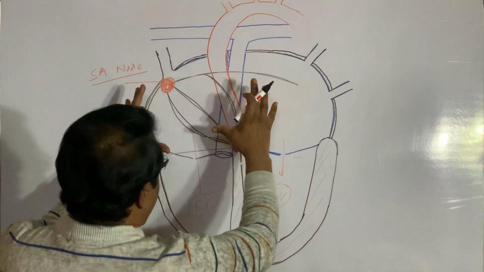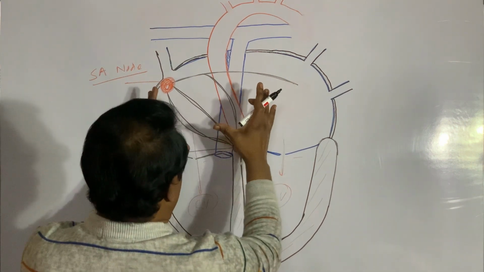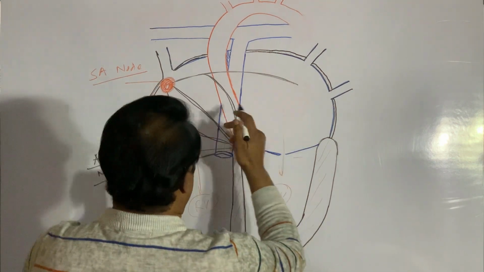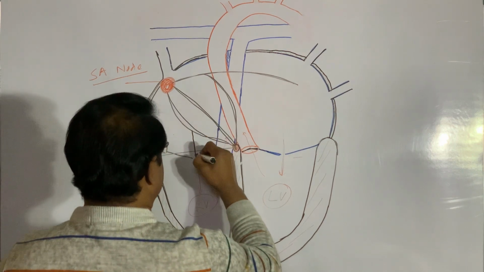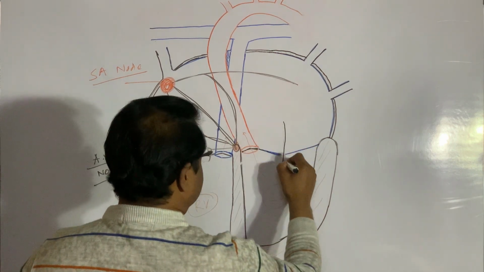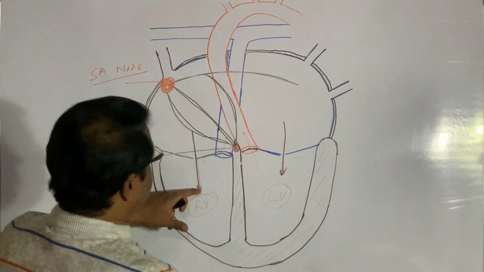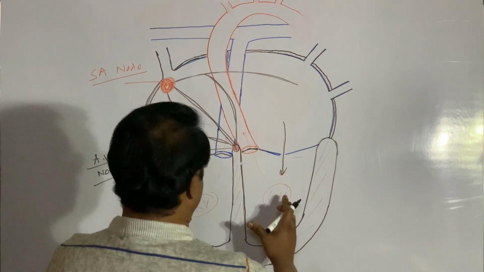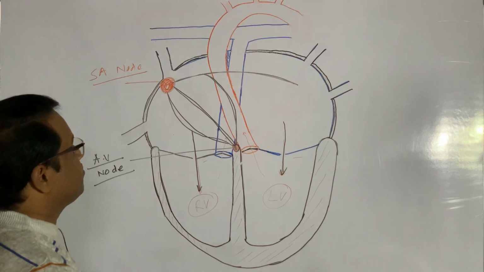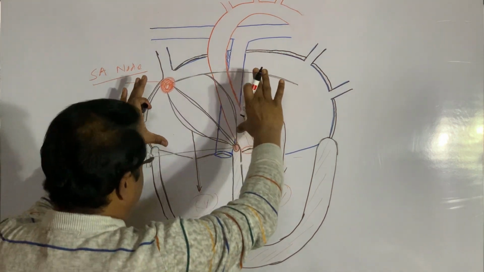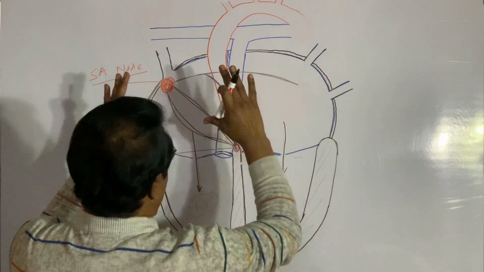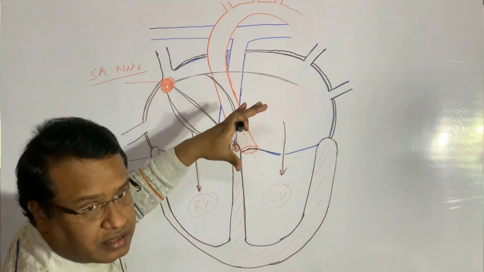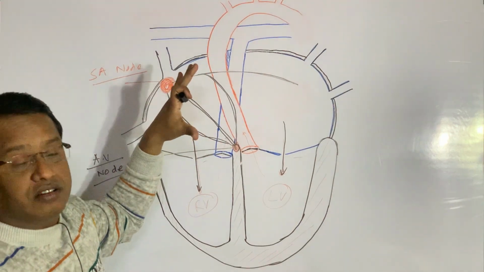When the SA node starts generating impulses, they go through this way, this way, and in a quick manner the atria start contracting. When the atria contract, blood from the atria passes through the tricuspid or bicuspid valve and enters the left ventricle and right ventricle. This contraction of the atrium is controlled precisely by the SA node, and it is very important to generate the cardiac cycle.